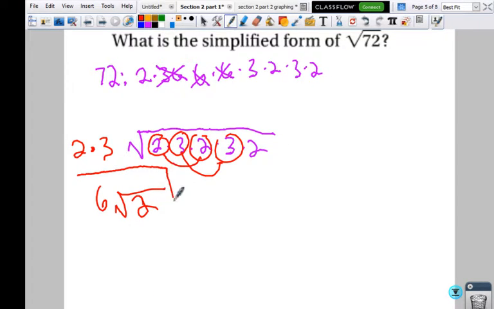Are you sure? I am. So my final answer is 6 square root of 2. That is the simplified form of square root of 72. Really? Yeah, for reals.